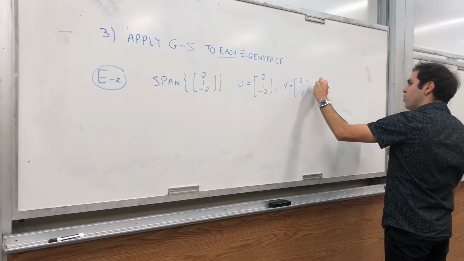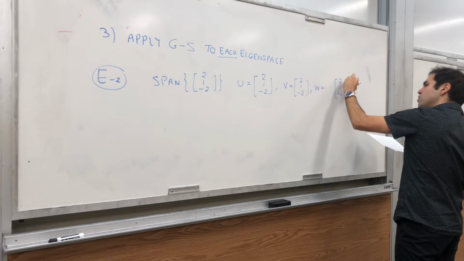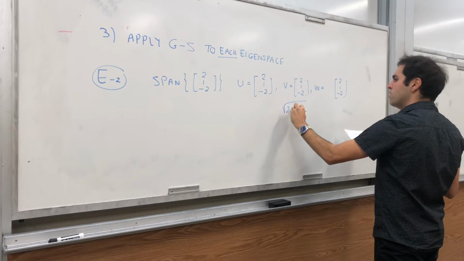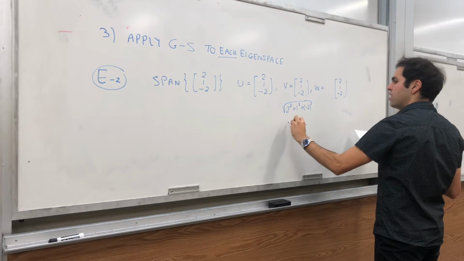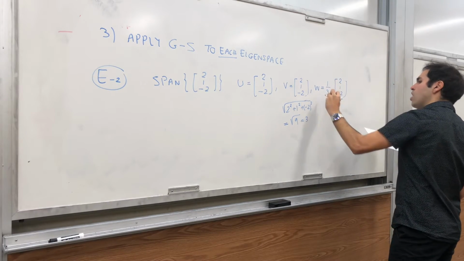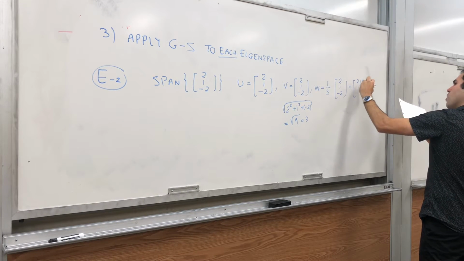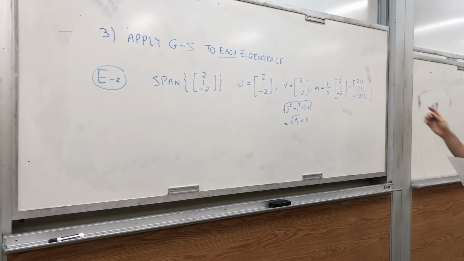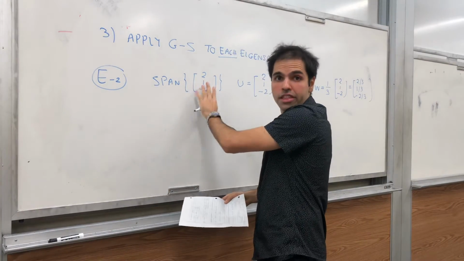And to get an orthonormal basis, you take this vector, 2, 1, minus 2, and you divide it by the length. The length of that vector is the square root of 2 squared plus 1 squared plus minus 2 squared. And that turns out to be actually square root of 9, which is 3. So W is 1/3 times that, which is 2/3, 1/3, minus 2/3. Actually, quite nice. And then you're done with this eigenspace.